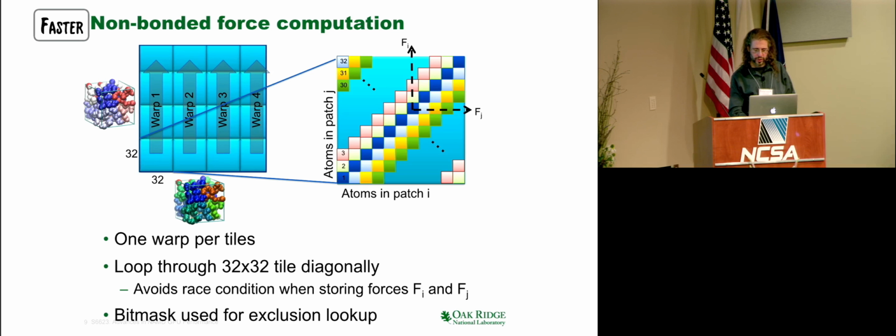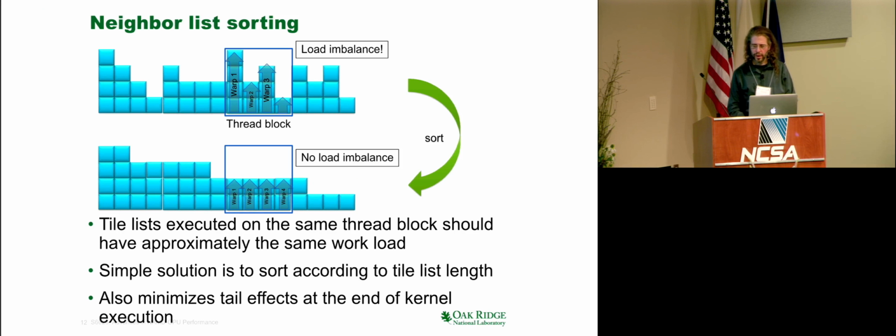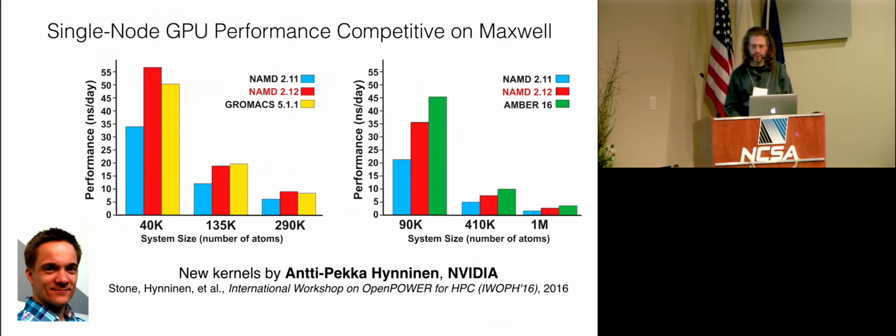And so all of these were improvements over the original kernels. And a lot more work was pushed to the GPU too. For instance, the neighbor list sorting that had to be done. And so all of these improvements made us more competitive there on Maxwell. And so here we're showing the big performance improvement going from NAMD 2.11 to NAMD 2.12 using these non-bonded kernels.